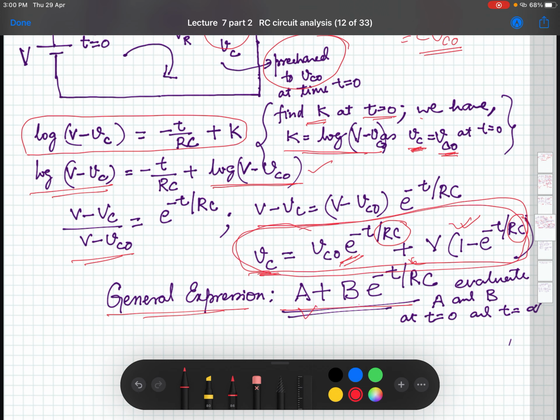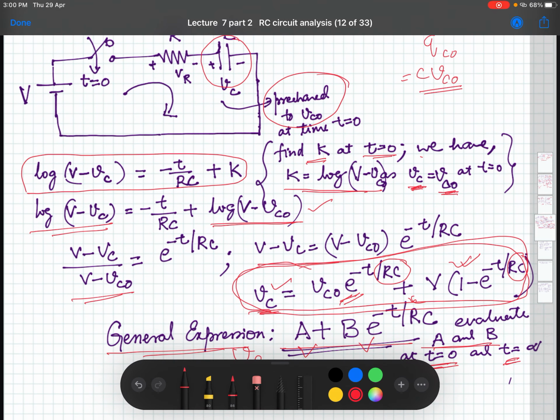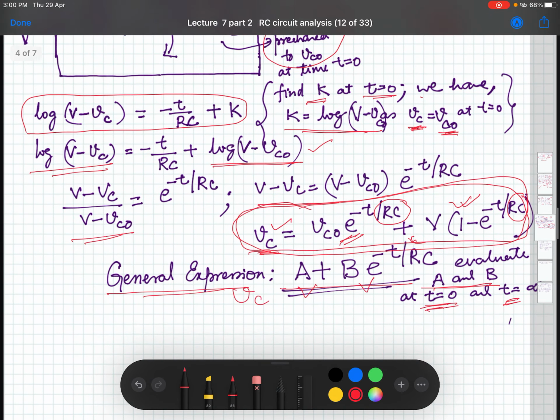The values of A and B are to be calculated at t equal to 0 and t equal to infinity. So in steady state and transient state, what are the values of A and B? By putting this, you can calculate the values of A and B. So Vc can be put as equal to A plus B e raised to power minus t by RC, and you can evaluate A and B at t equal to infinity and t equal to 0. That is a general expression we can derive for any RC circuit having a pre-charged or uncharged capacitor.